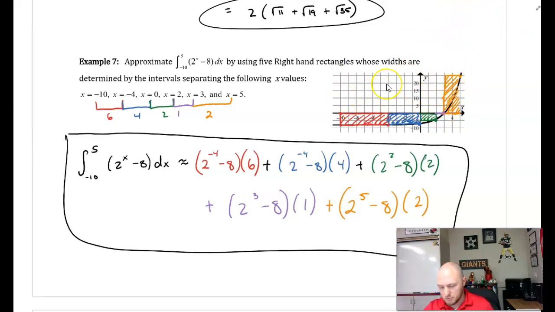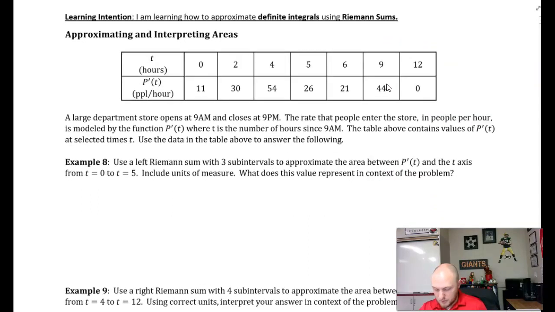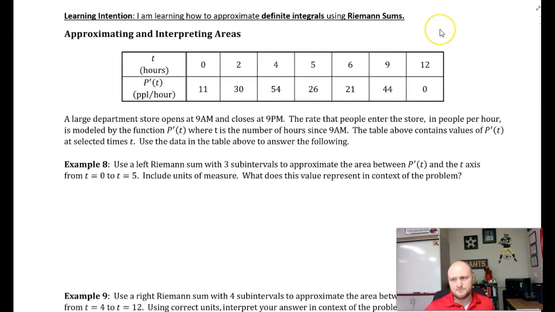You may see these on multiple choice questions. Here are some examples pulled directly from a free response question in the AP exam. We're given a table of data and some context. They say a large department store opens at 9 a.m. and closes at 9 p.m.